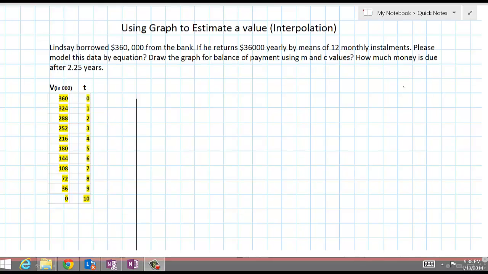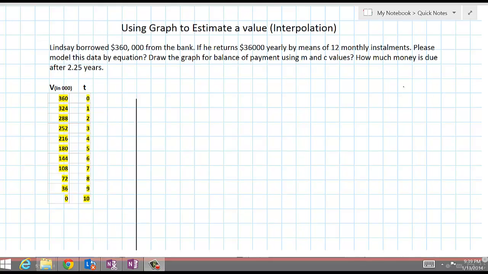Here we have a question where Lindsay borrowed $360,000 from the bank. If he is making payments of $36,000 yearly by means of 12 monthly installments, please model this data by an equation. Draw the graph for balance of payments using M and C values. How much money is due after 2.25 years?